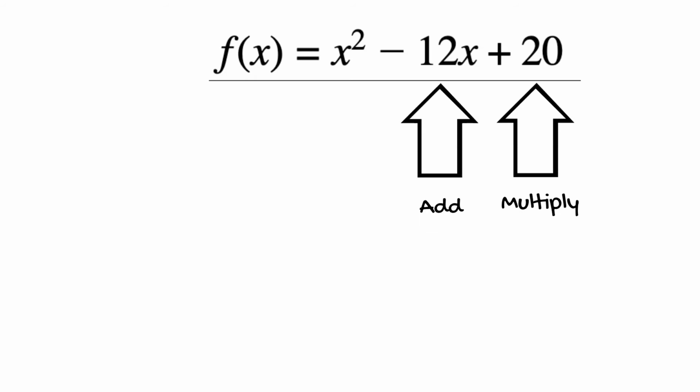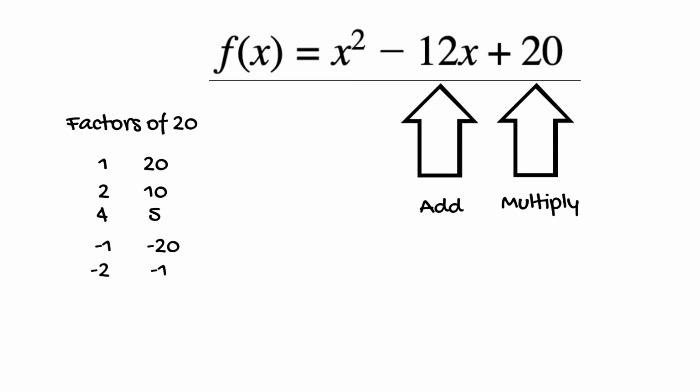Well, we first look at those factors of that last term, 20. Which are 1 times 20 is 20, 2 times 10 is 20, 4 times 5 is 20, negative 1 times negative 20 is 20, negative 2 times negative 10 equals 20, and negative 4 times negative 5 equals 20. Now, do you have to list out all of the factors every single time? Absolutely not. The more you do this, the quicker you're going to be, but we're just using this as an example, showing you all the factors here.